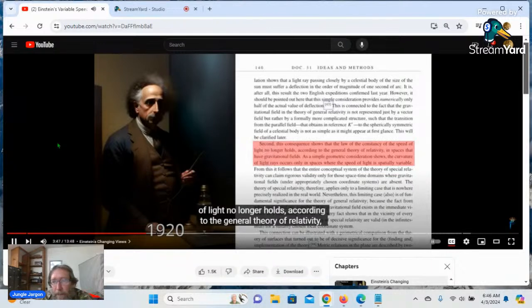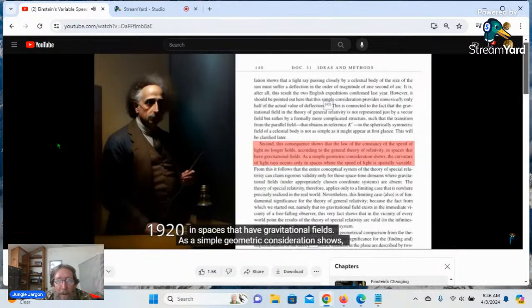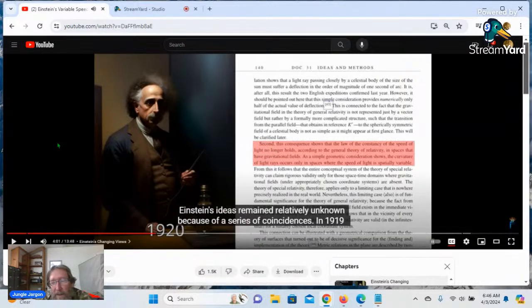"General theory of relativity in spaces that have gravitational fields. As a simple geometric consideration shows, the curvature of light rays occurs only in spaces where the speed of light is spatially variable." See that? The curvature of light only exists where the speed of light is variable. This is what I've been saying. This is everything I've been saying for the past year or so. And I guess people don't like teaching facts or something. I don't know what the problem is.